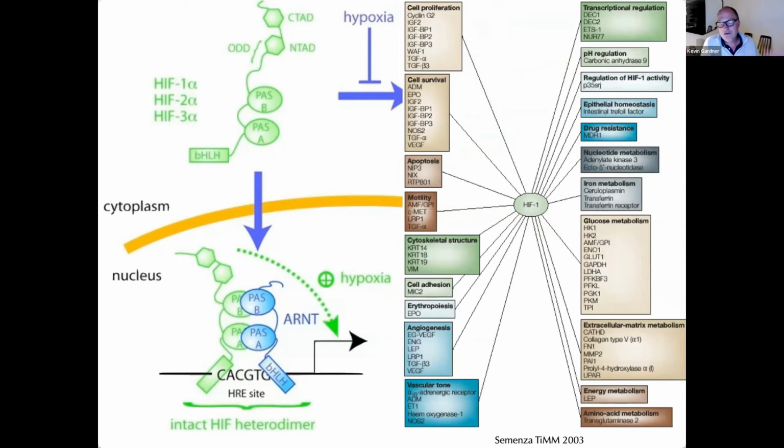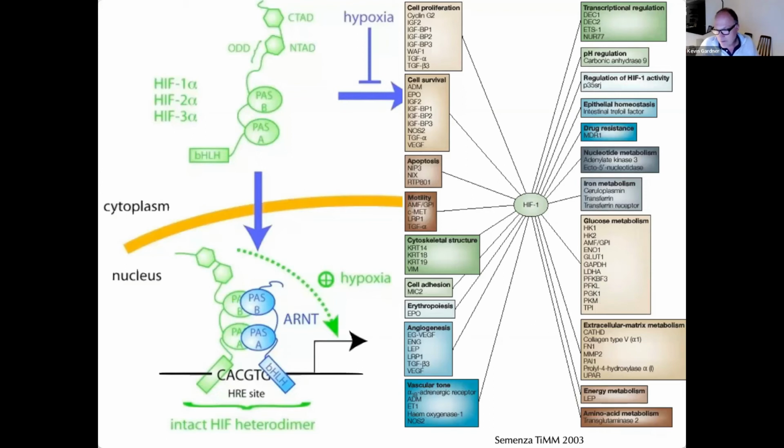Hey, let's get more O2 in the blood. Well, let's go make erythropoietin and increase the number of red blood cells that we've got in the blood. Hey, let's go send new blood vessels over to the area that's starved for O2. Well, go express a bunch of angiogenic factors. And all these things over here on glucose metabolism, that's the way cells know how to make energy, make ATP under low O2. So it's a great way to turn it on and off.